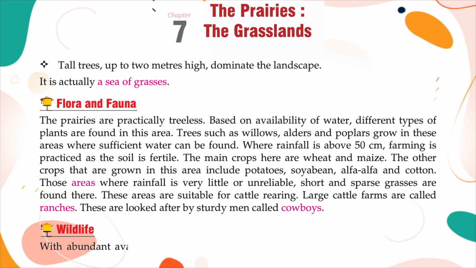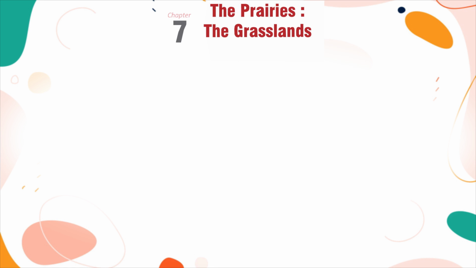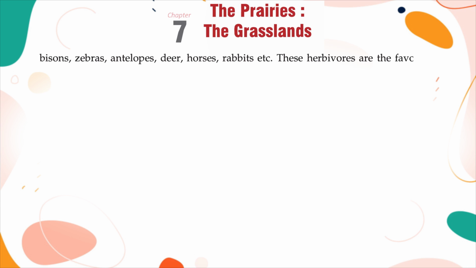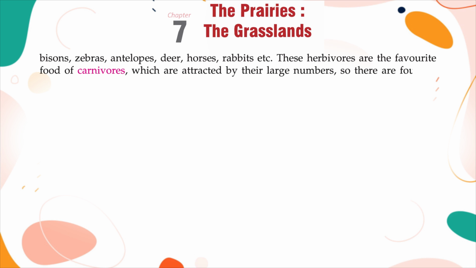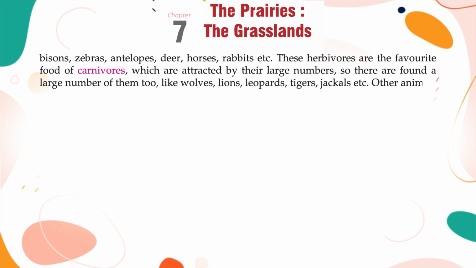Wildlife. With abundant availability of grass, we can find a large number of herbivores like bisons, zebras, antelopes, deer, horses, rabbits, etc. These herbivores are the favorite food of carnivores, which are attracted by their large numbers. So a large number of them are found too, like wolves, lions, leopards, tigers, jackals, etc. Other animals include python, prairie dog, rattlesnake, etc.